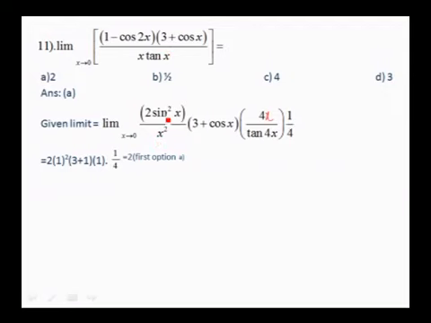So this is 2 into 1 square, because limit of sin x by x as x tends to 0 is 1. 3 plus cos 0 is 3 plus 1, and 4x by tan 4x is 1, because tan theta by theta or theta by tan theta as theta tends to 0 is 1. So limit of 4x by tan 4x is also 1, into 1 by 4. If you simplify this, you get 2. So option is A.